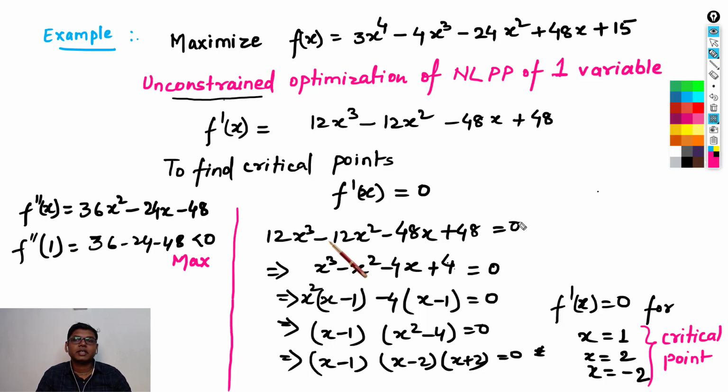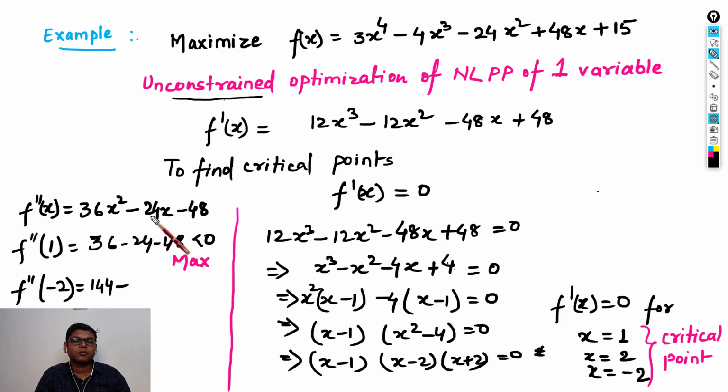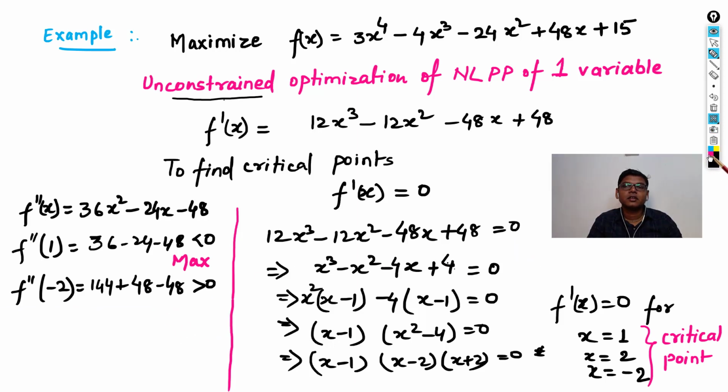Okay, take the next point, that is equal to minus 2. First check it. So this will be 36 into 4, that is 144, minus 24 into minus 2, that is plus 48, and minus 48, that is greater than 0. Greater than 0 means you will be getting minima at this point. Now next point is f double prime at 2. On 2, what are you getting? 144 minus 48, 24 into 2, 48 minus 48. So this is 96, obviously greater than 0. So here you are getting minima.